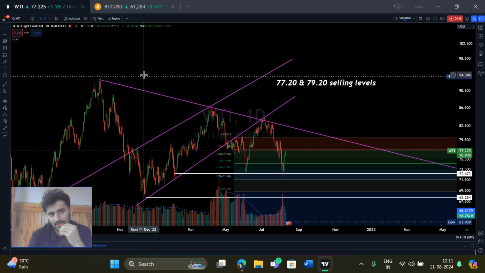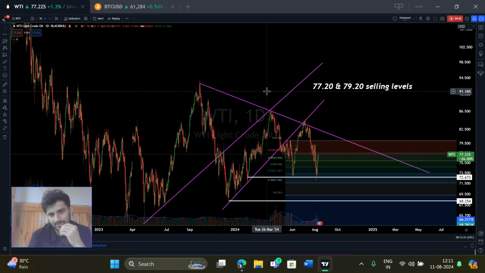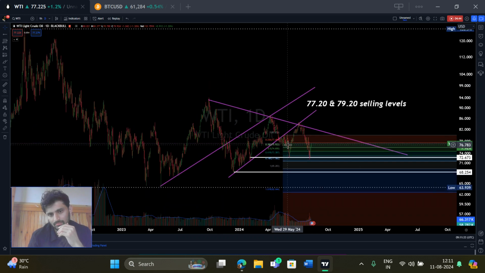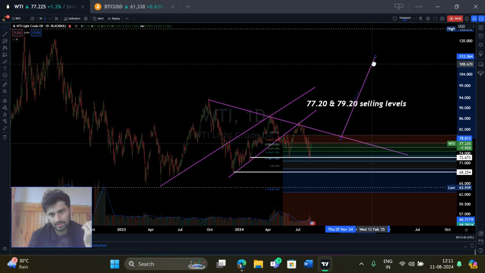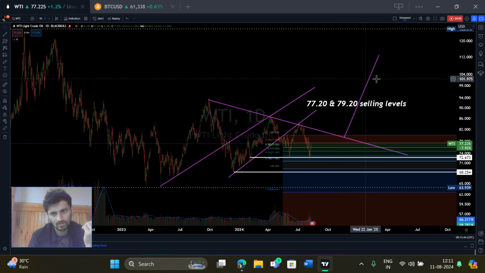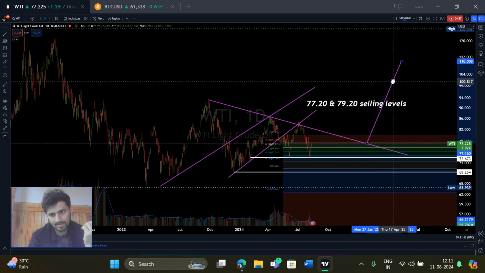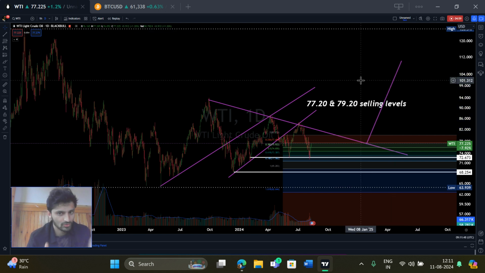If it breaks this one, it will break the biggest bullish pattern, and then you can see the market going crazy upside. Maybe if it breaks this one, the market can go like this. So right now we are selling. We can sell from 77.20 and 79.20. This is the selling level here.